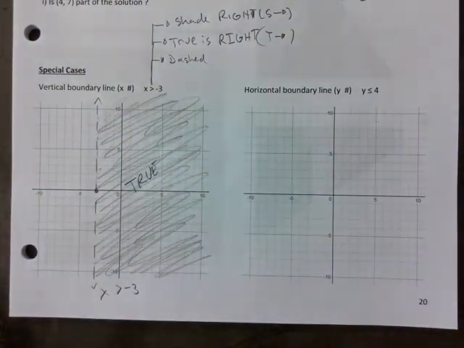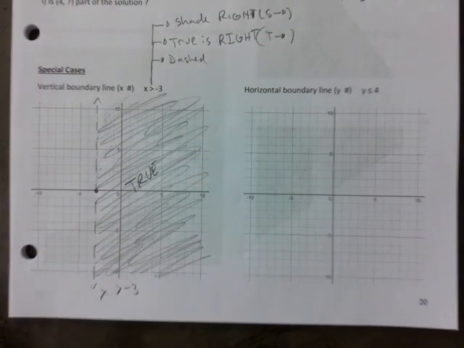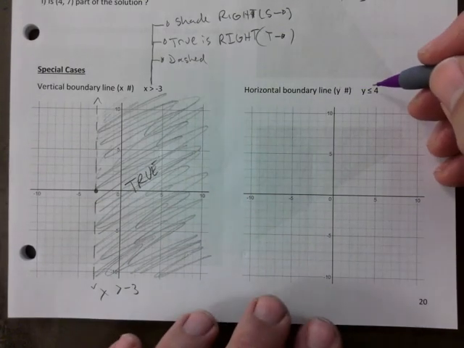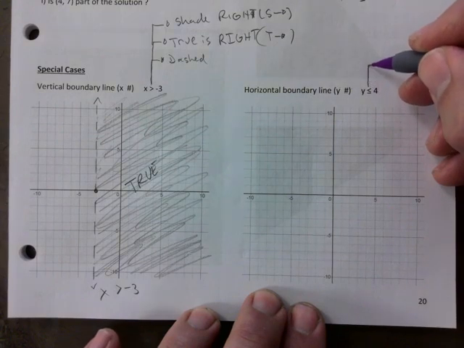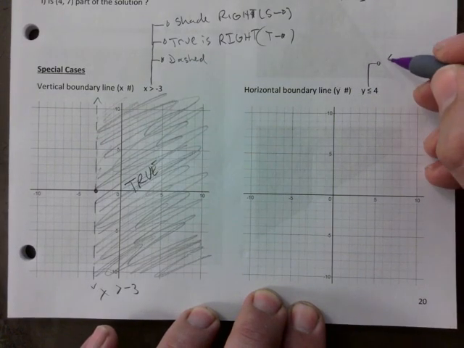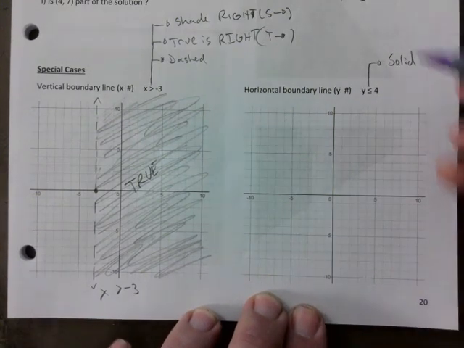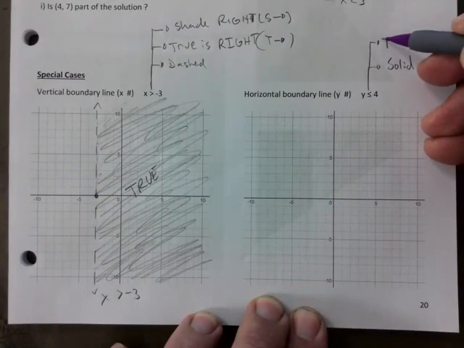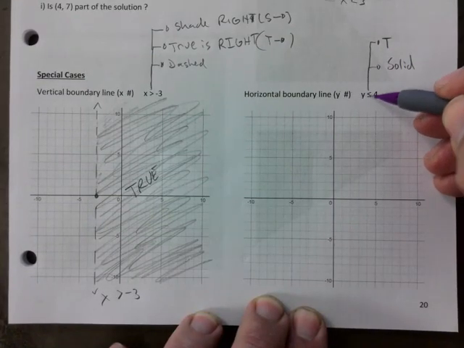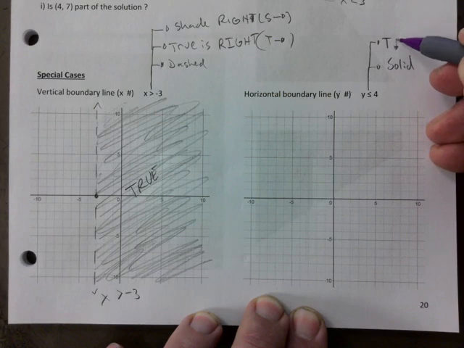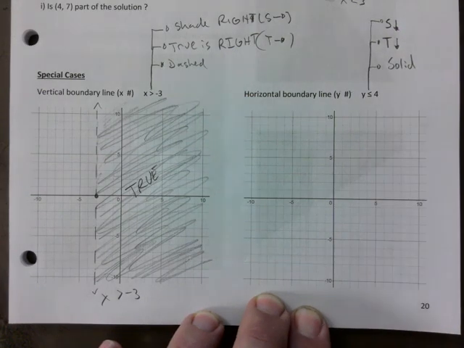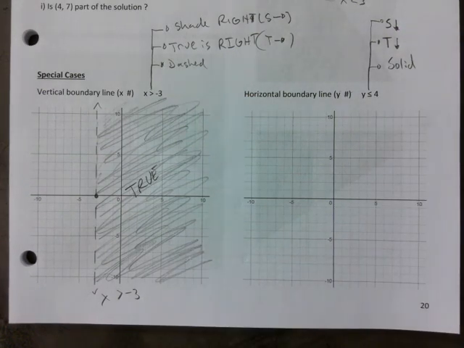Alternatively, if it's just y as a number, what do we know about this symbol here? It's going to be solid because there's an equal sign. The true region is going to be, if it's y is less than, the true region is actually below. And another thing it tells us is, in this case, we're going to shade the exact same region where the true region is. So we shade below.